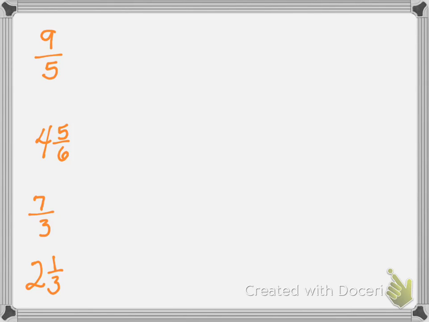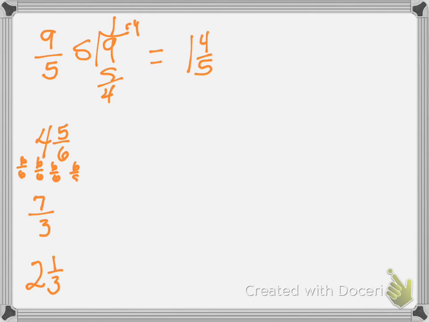So 9/5, it's improper. We're changing it to a mixed number. 9 divided by 5 is once. Our remainder is 4, so our answer is 1 and 4/5. Now we're changing a mixed number into an improper fraction. We can go 6 over 6 4 times, plus the 5/6. So 6 times 4 is 24, plus the 5 is 29 over 6. Or I can just go the denominator times the whole number. 6 times 4 is 24, plus the numerator, 29 over 6.